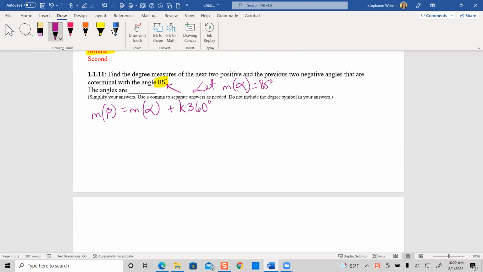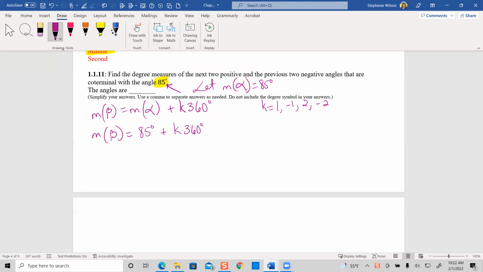And then we're going to plug in. So we're going to substitute, right? Because we need to figure out what beta is. Well, first, let's plug it in. So I got the measure of beta is equal to 85 degrees plus K times 360 degrees. All right, now to find beta, we need to find some points for K. So if K is a constant, let's let K be equal to 1, -1, 2, and -2.